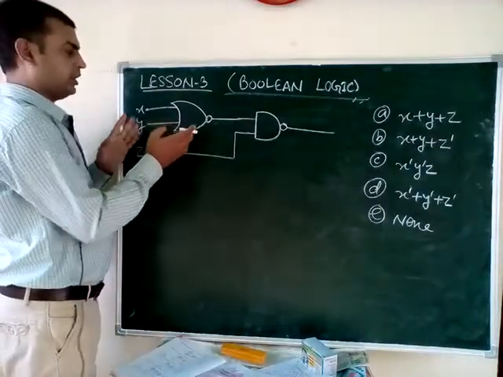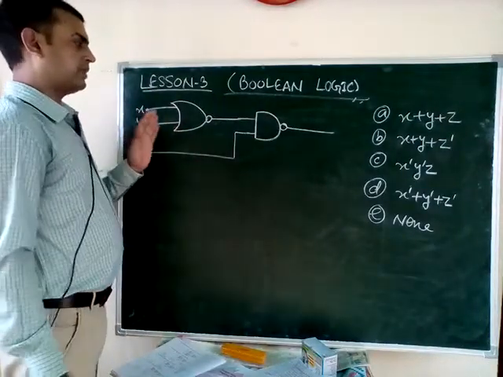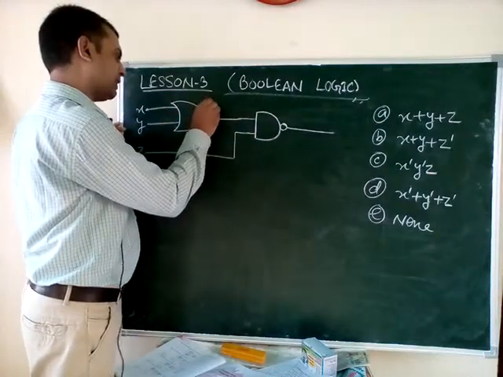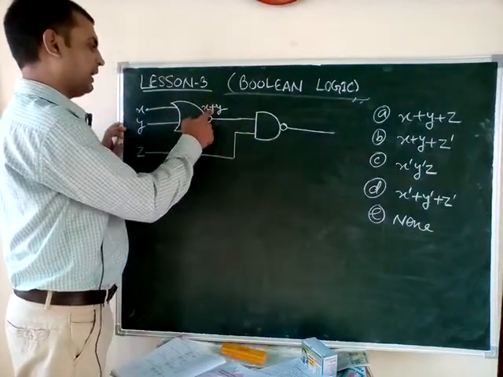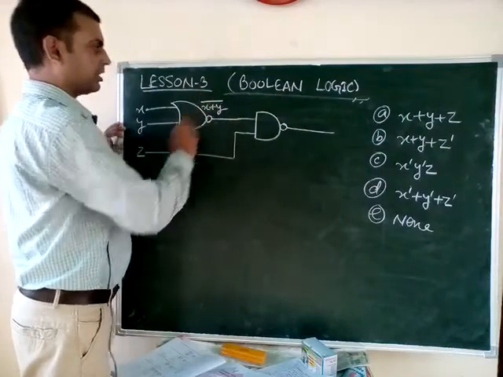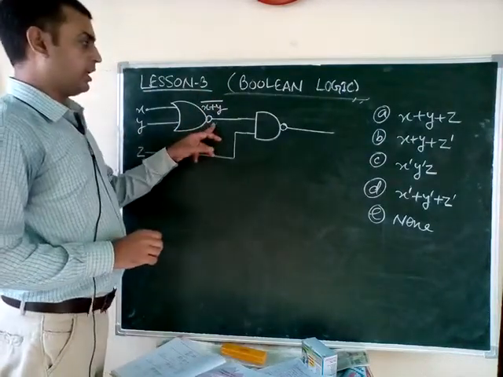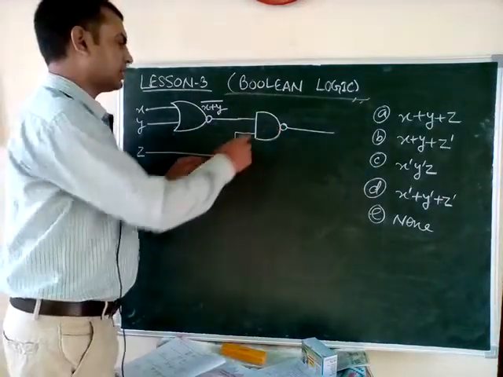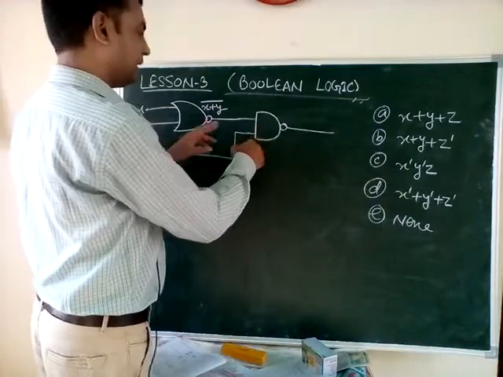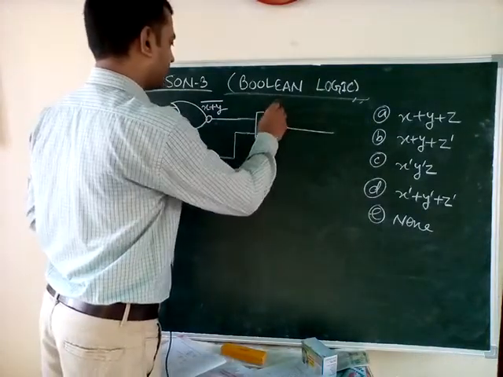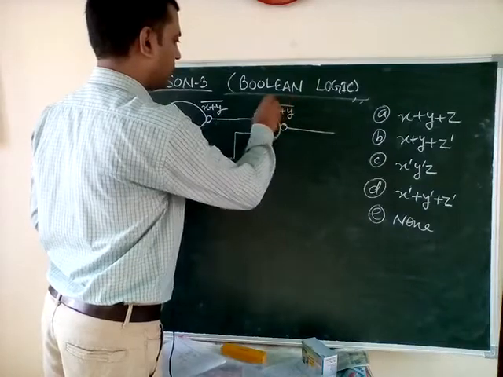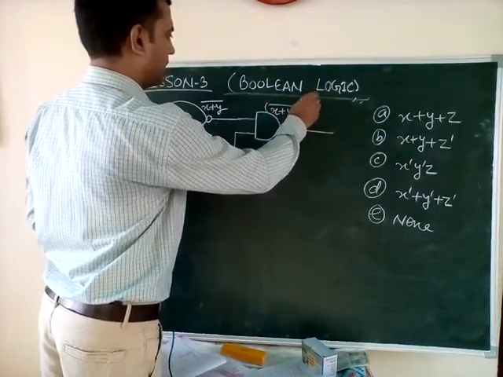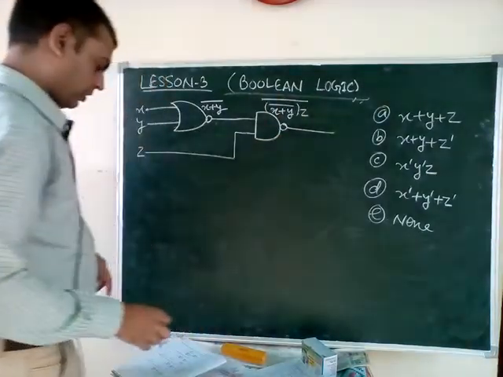So first you have to start from the left hand side, the very left hand side of this. So what will this OR give you? This will give you x plus y, and what will this give you? This will give you the bar on it. Then after this, z will come here, so this will give the multiplication of this and this. So x plus y whole bar into z whole bar, this will give the whole bar.